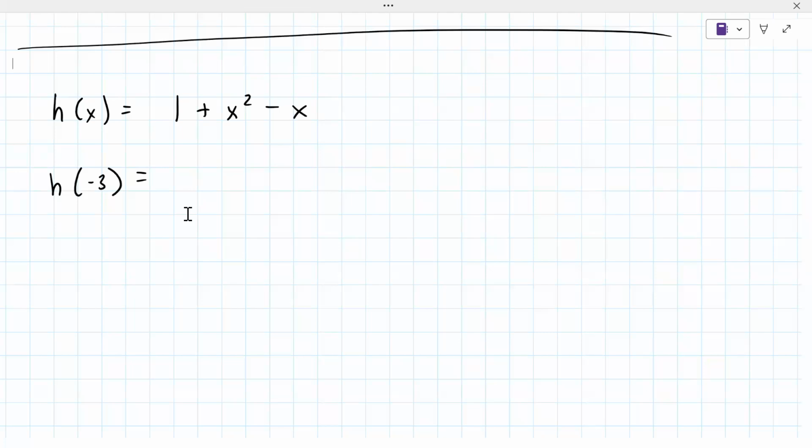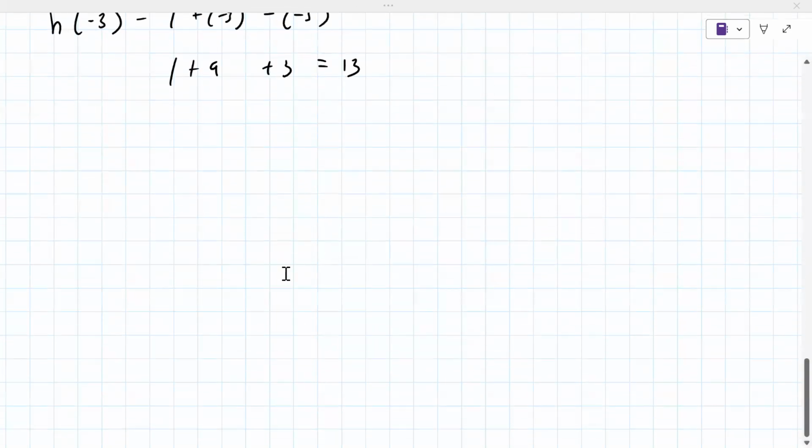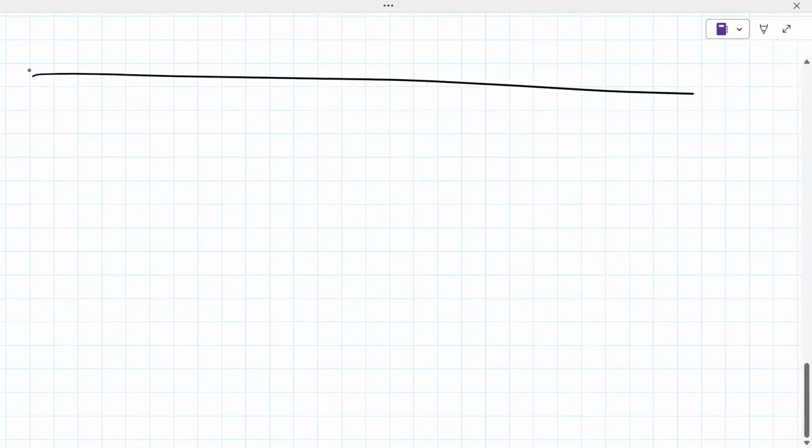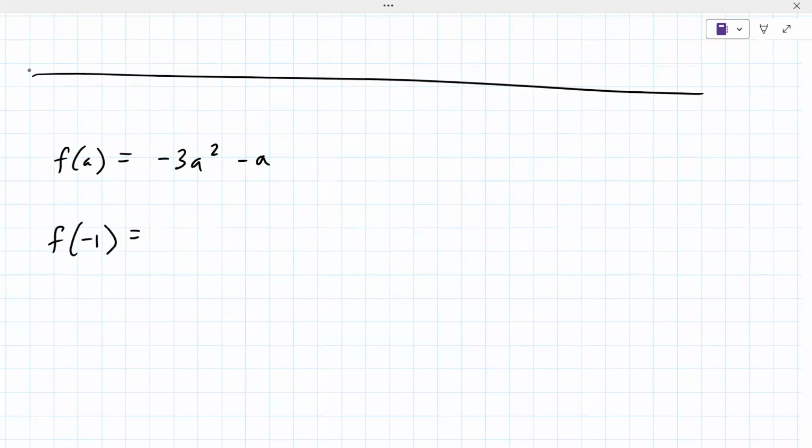13. Let's take a look here. 1 plus -3 squared minus a -3. 1 plus 9 plus 3 is 13. Very good. All right, like that. Okay, let's see about some other ones here. Let's say I give you f of a equals -3a squared minus a, and I want you to find f of -1, please.